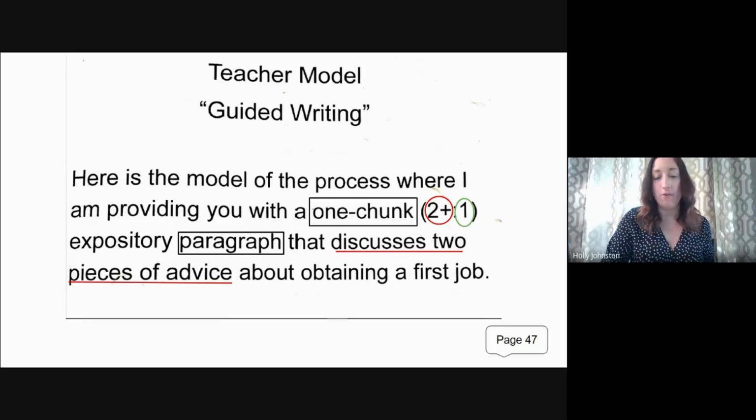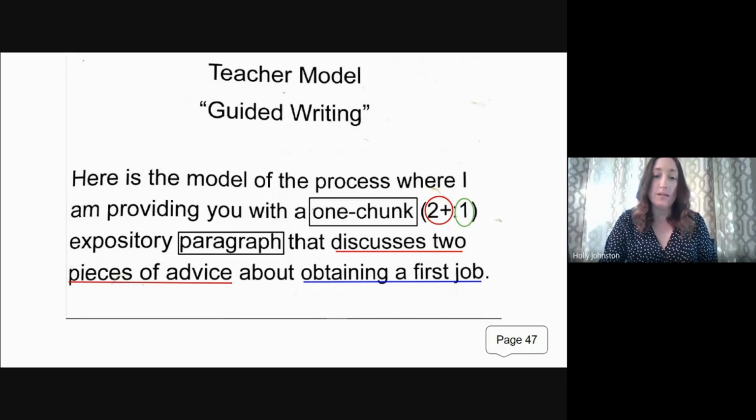And then we're looking for our topic. We're going to pick up our blue pen because our topic sentence is always in blue. We're looking for what we're writing about. We're writing about obtaining a first job, and that's going to become our topic sentence.